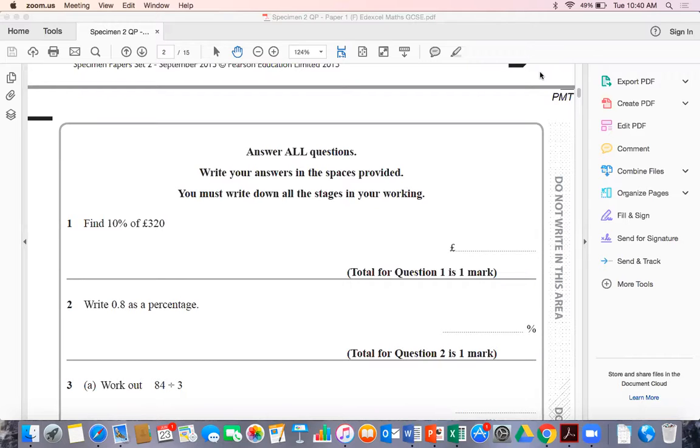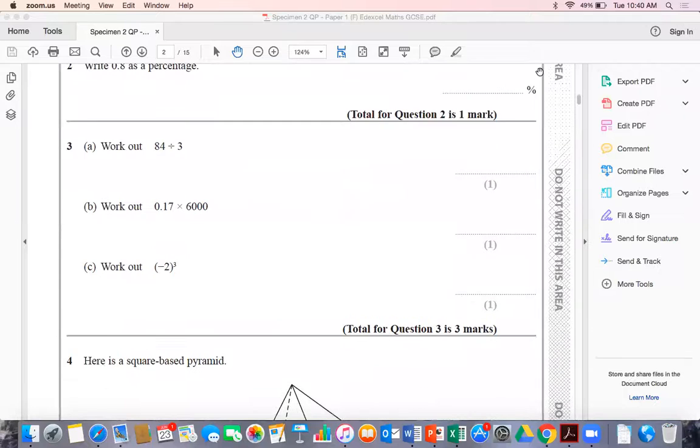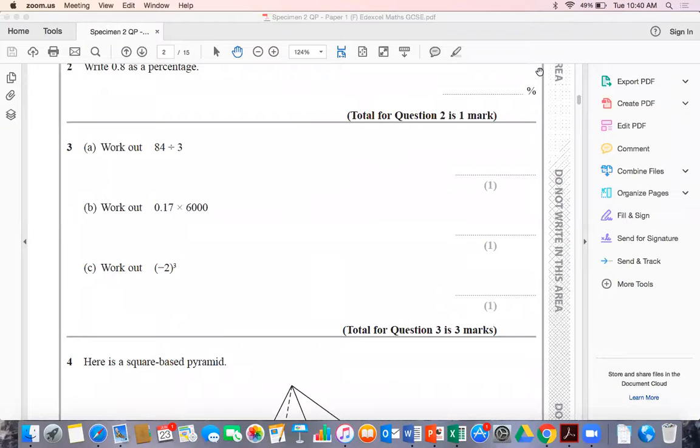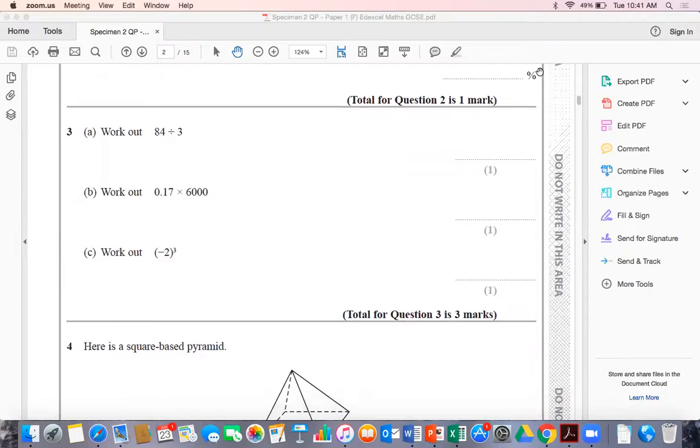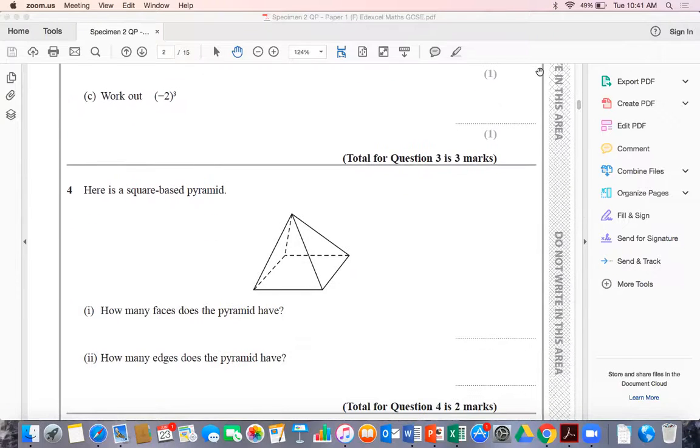0.8 as a percentage is 80%. Teacher, is the first one 32? Yes, first one 32. Second one is 80. Number 3. 84 divided by 28, I got 28. The second answer should be 1020. The third one should be negative 8.